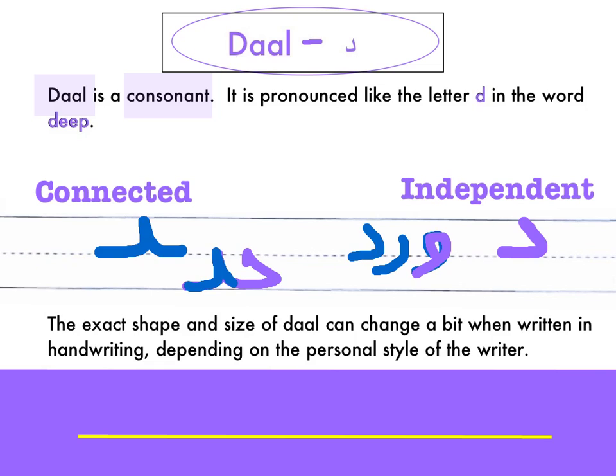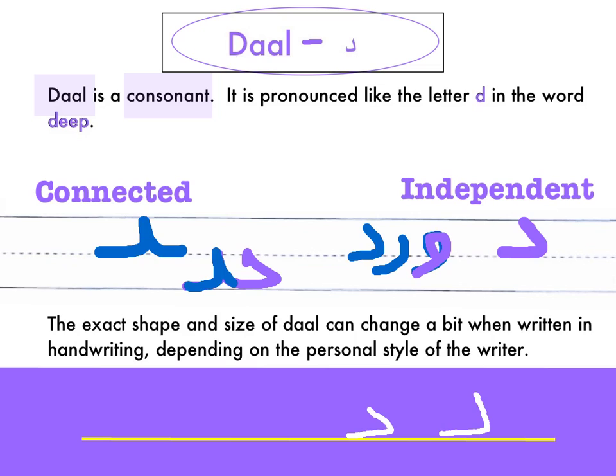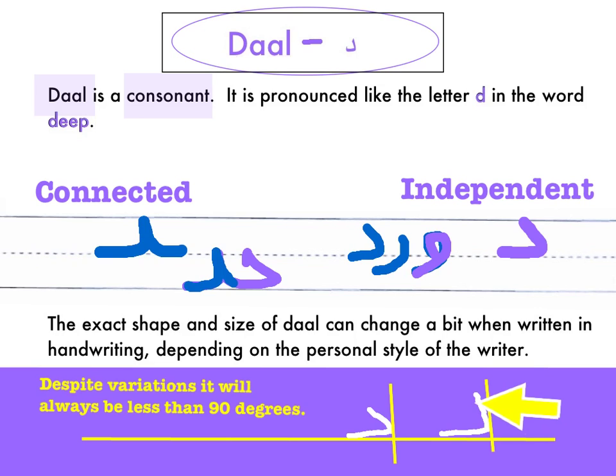The exact shape and size of Daal can change a bit when written in handwriting, depending on the personal style of the writer. Some write it like this, and some others write it like this. So despite this variation, we always start up the line, then we go down, then on the corner we make a straight line, and it should be less than 90 degrees.